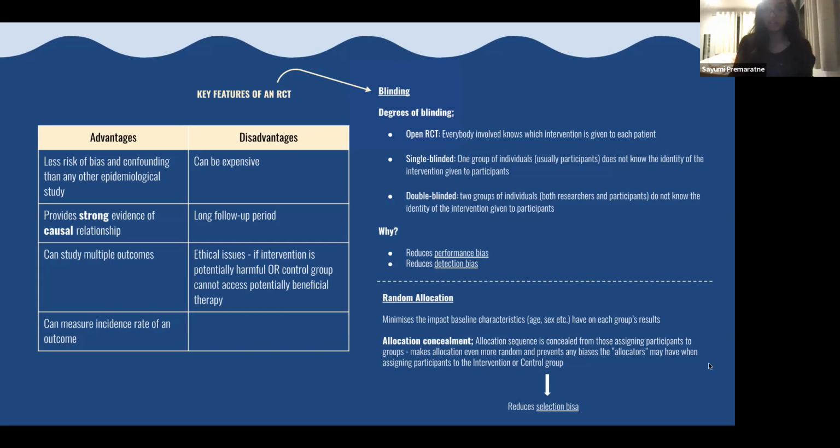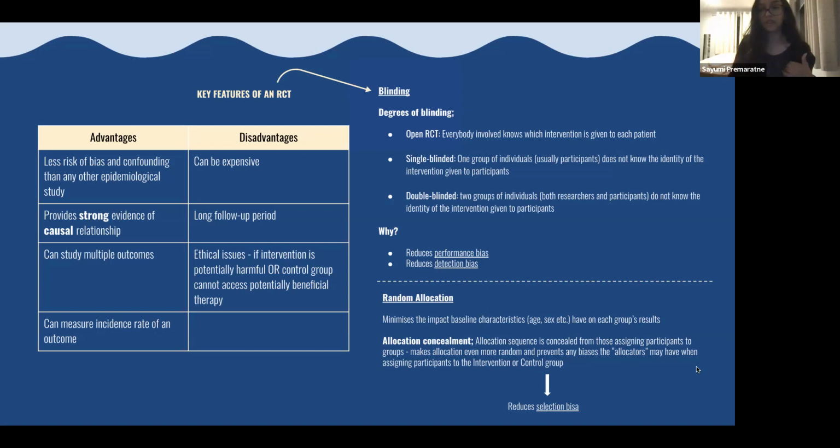And then random allocation. So this is a really key feature of RCT, and it's called a randomized control trial for that reason. And this is really important because we're minimizing the impact of baseline characteristics. So that's things like age or gender and sex. We're minimizing the impact or the differences on each group's results. So we're not going to have one whole group of males, which is the intervention group, and then one whole group of females, which is the control group, because you can see how that would affect the result.